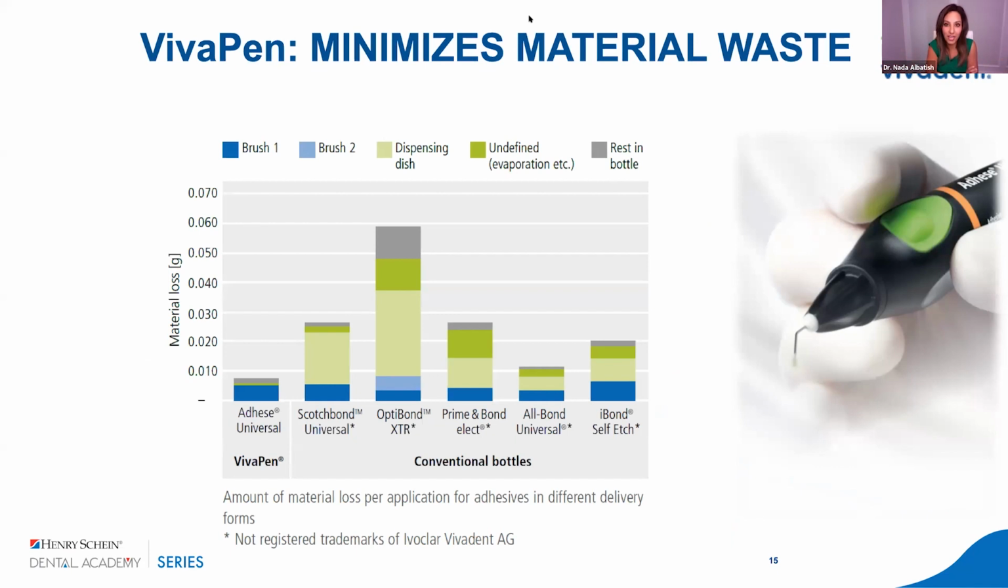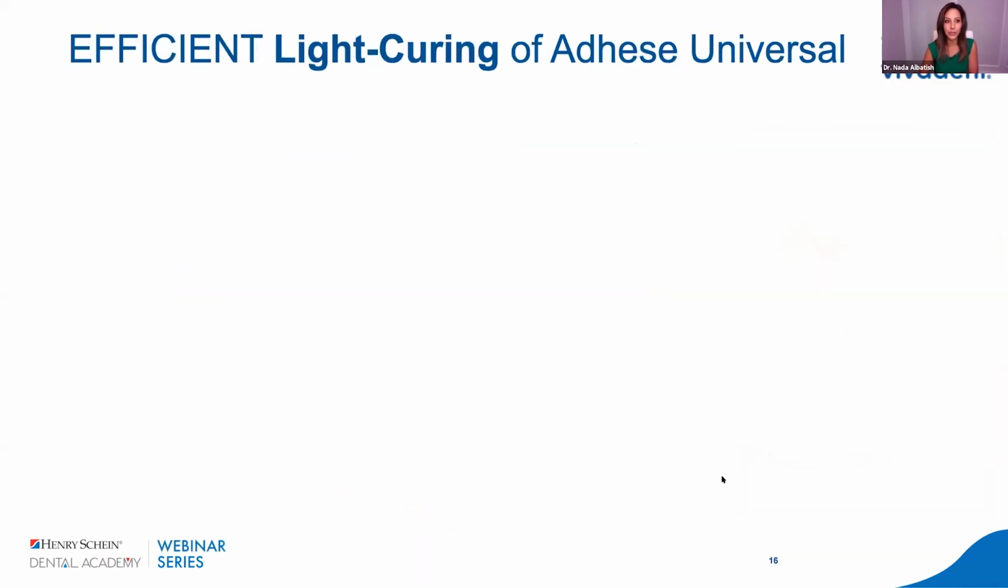And I looked it up for you guys. The cost of a mil of bond today is actually the same as the cost of a gram of gold today, which is a really, really expensive noble metal. So we really don't want to be throwing all that in the garbage. And if you actually look, there is this study here that shows us the amount of waste using the Vivapen versus the other adhesives in different types of techniques, dispensing dishes, bottles, brushing on. The waste from Adhese Universal using the Vivapen is very, very minimal compared to other bonds. So that's good news for us.